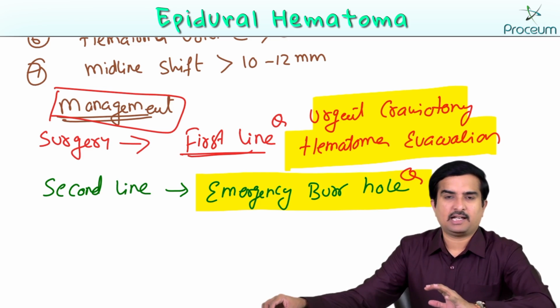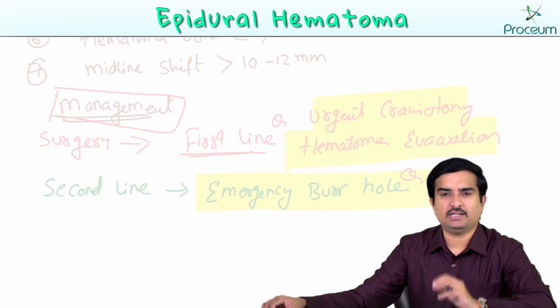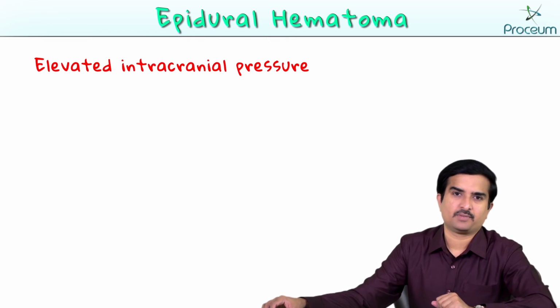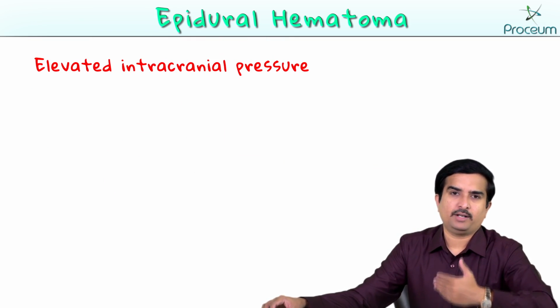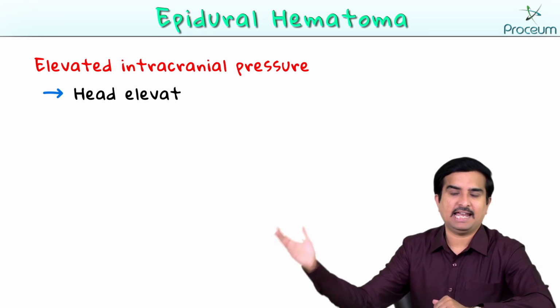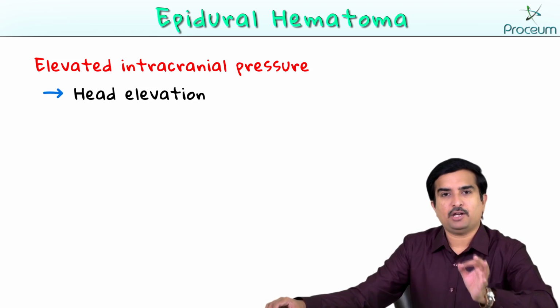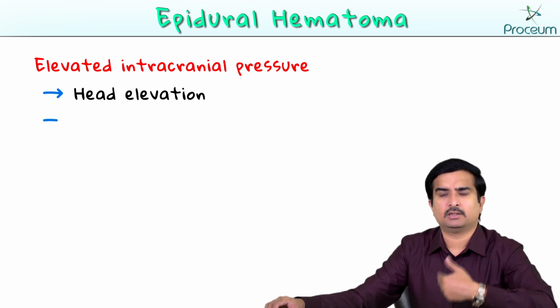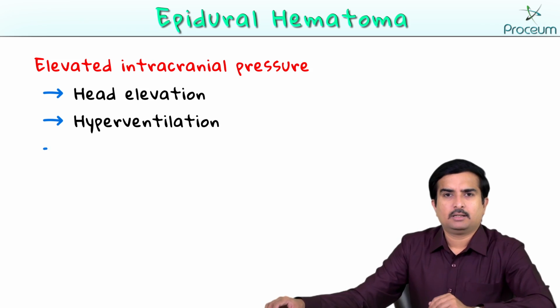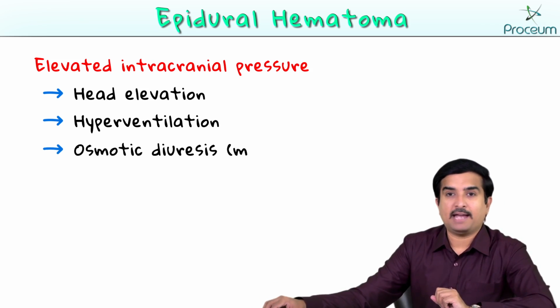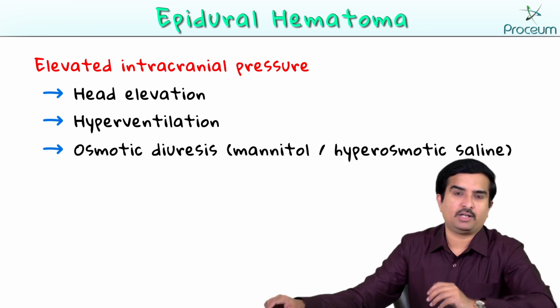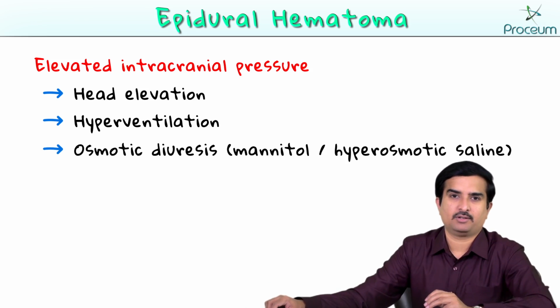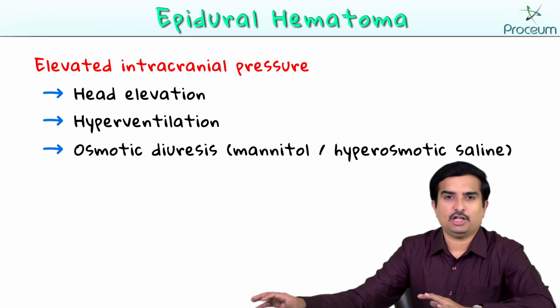So the first line as well as second line of treatment is okay, but let us concentrate on the points. How do we manage the elevated intracranial pressure? Management of the elevated intracranial pressure is mainly done by head elevation, and if the patient is already intubated, then hyperventilation and osmotic diuresis with mannitol or hyperosmotic saline solution can be administered, right? This is how we can manage the elevated intracranial pressure.